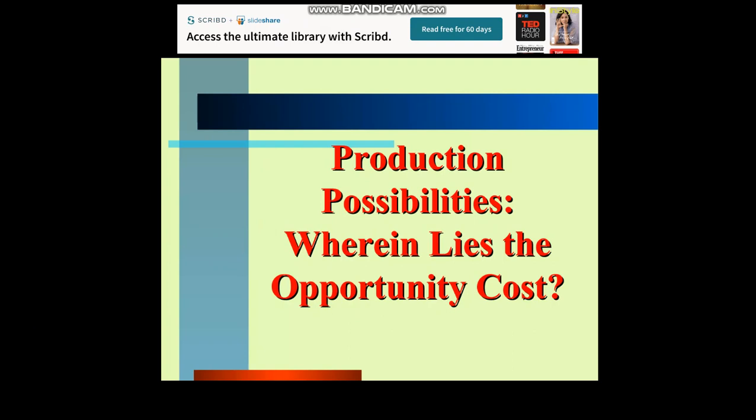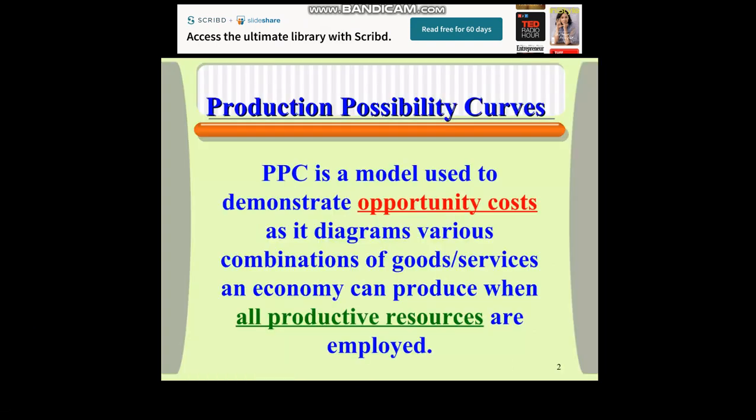Today our topic is opportunity cost. Production possibility curves. PPC is a model used to demonstrate opportunity cost. It diagrams various combinations of goods and services an economy can produce when all productive resources are employed.